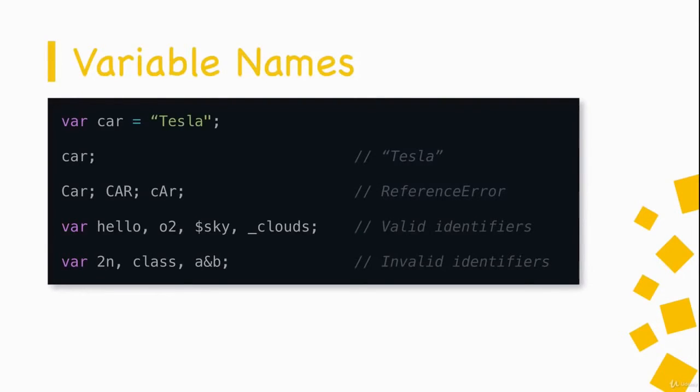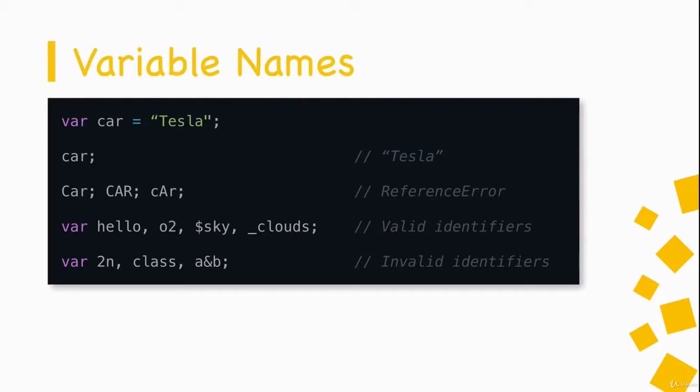And here are some examples of invalid identifiers. For example, variable 2n is an invalid identifier because the name 2n starts with the number 2, and variable names can't start with a number. It must start with a letter, underscore, or $ sign. So variable 2n is invalid.